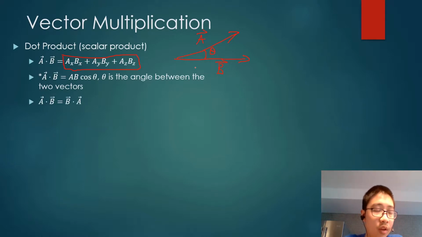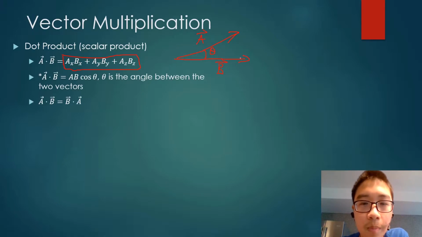A dotted with B is also equal to B dotted with A. This is called the commutative property, because the dot product operation is commutative.